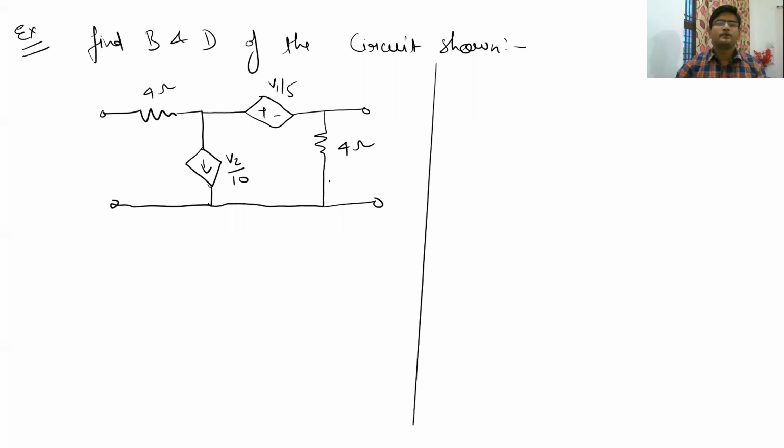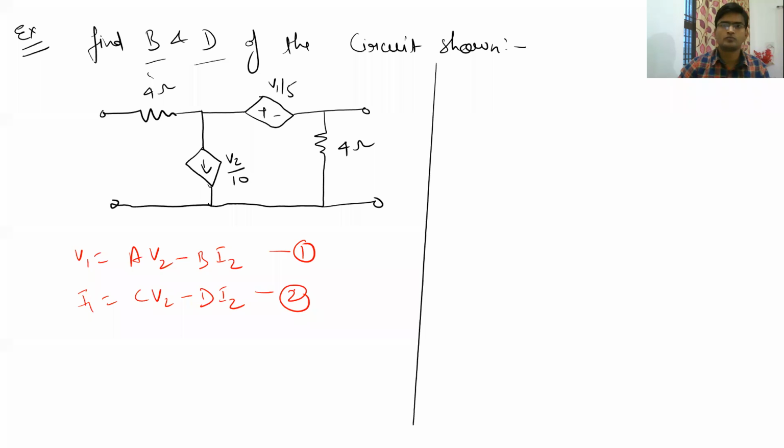So we have to find the value of B and D, which are transmission parameters or ABCD parameters. So we have to find the value of B and D for the given circuit. So let us first quickly write the ABCD parameter equations. So these are our ABCD parameter equations. So we have to find B and D.